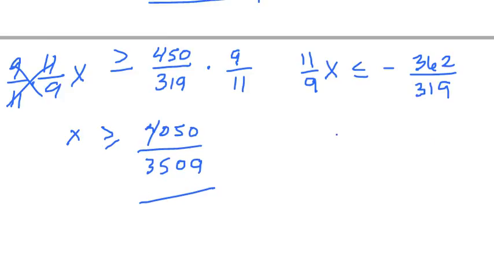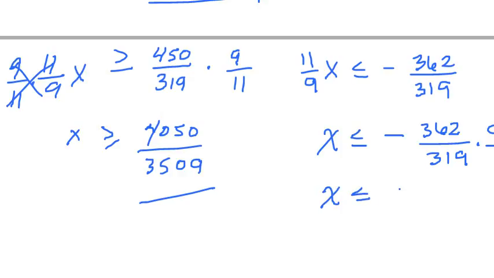Okay, now what's the probability this thing's going to reduce down? That's the next question. What is the probability that it will reduce down? So now we'll go ahead and multiply both sides by the reciprocal, 9 over 11. So 362 times 9 divided by 319 times 11. And looks like the probability is 0.